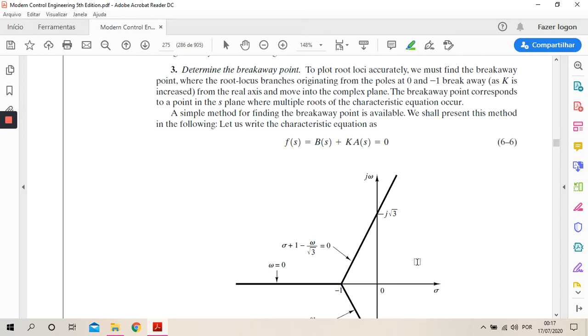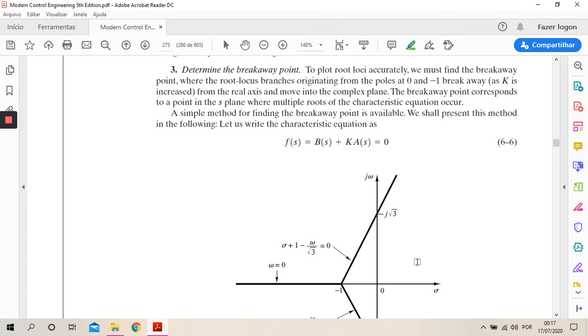Let's see what the book says. To plot root loci accurately, we must find the breakaway point where the root locus branches originating from the poles at 0 and negative 1 break away, as k is increased, from the real axis and move into the complex plane. The breakaway point corresponds to a point in the s-plane where multiple roots of the characteristic equation occur. A simple method for finding the breakaway point is available. We shall present this method in the following.